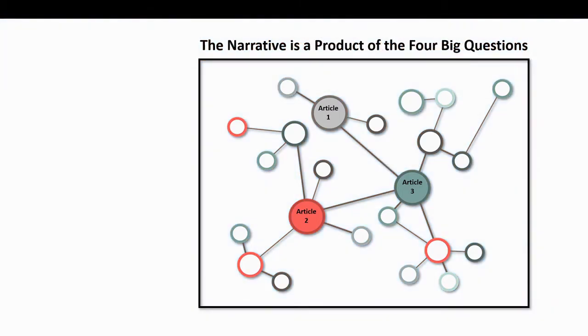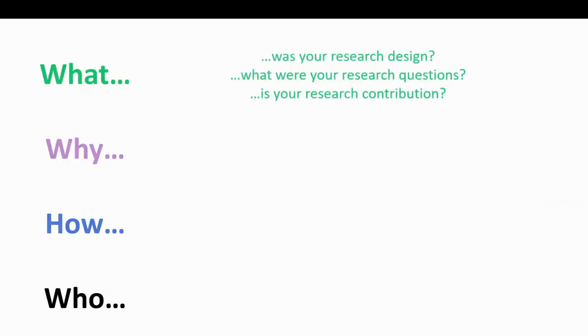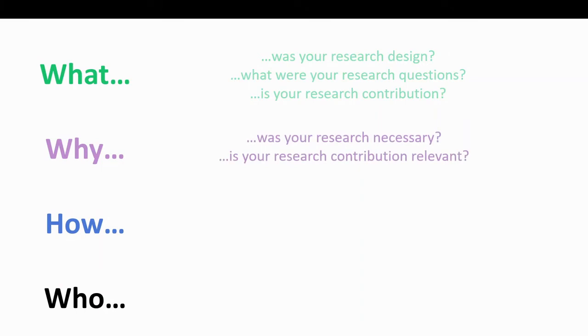The kappa's narrative is the product of asking big questions about your research and producing clear and logical answers to each of these questions. These questions include: what was your research design? What were your research questions? What is your research contribution? Why was your research necessary?